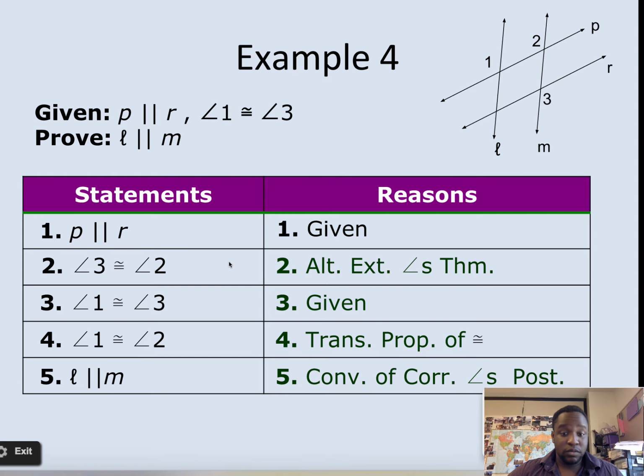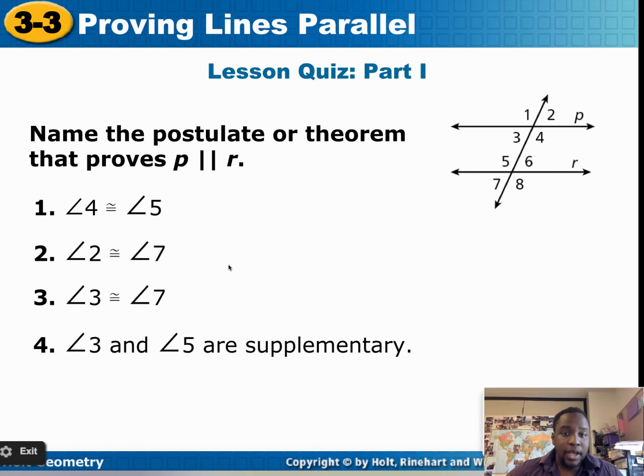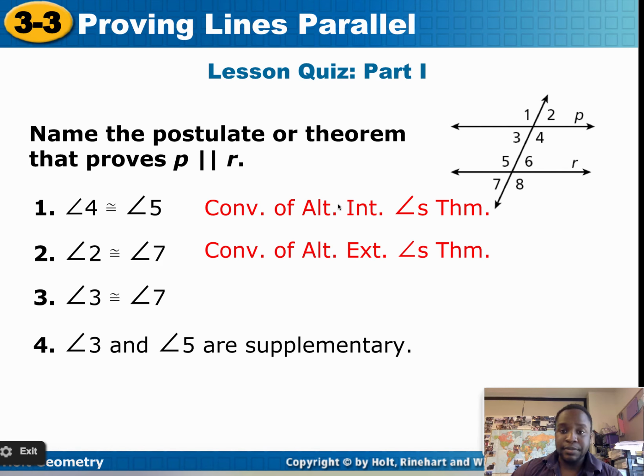All right. On to the next one. All right, so now just name the postulate or theorem that would prove lines P and R parallel. So angle 4 and angle 5 are congruent. Which theorem would we use to prove that P and R are parallel? Converse of the alternate interior angles theorem, because these are alternate interior angles and they are congruent, therefore these lines are parallel. All right, angle 2 and angle 7, converse of the alternate exterior angles theorem.